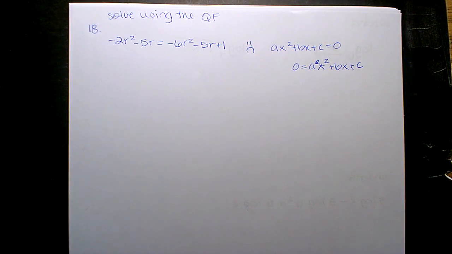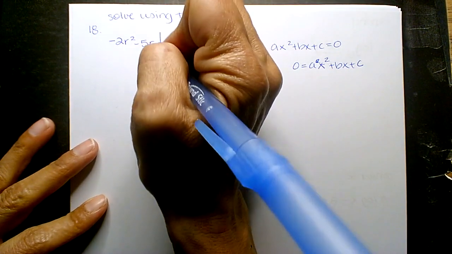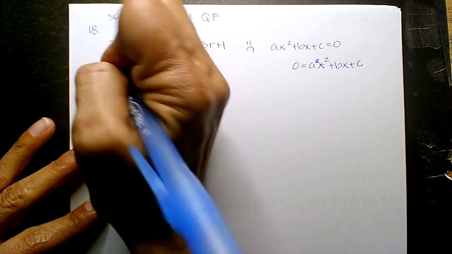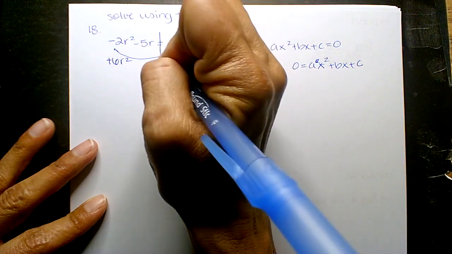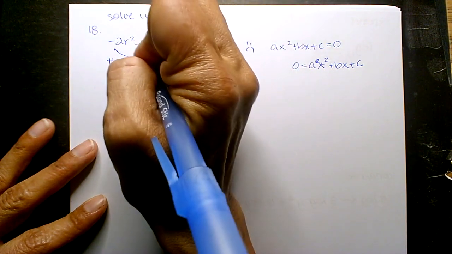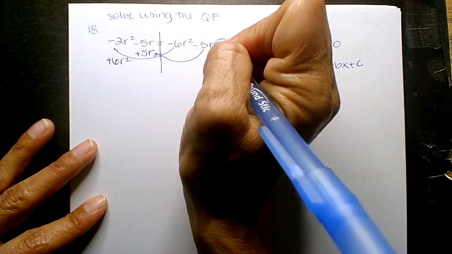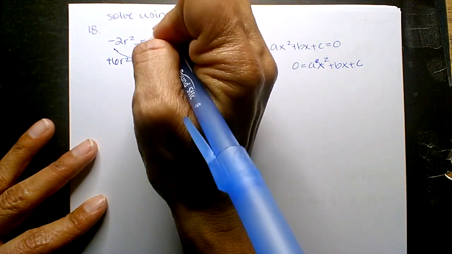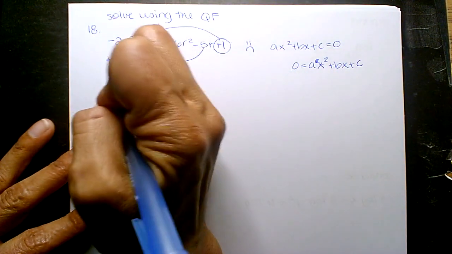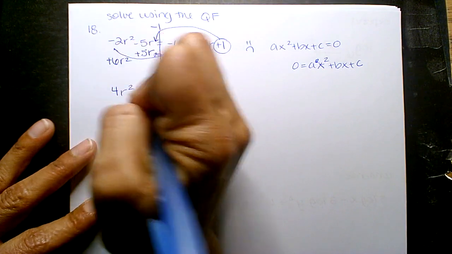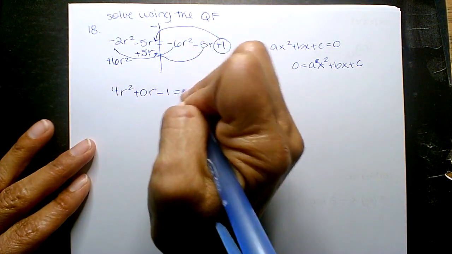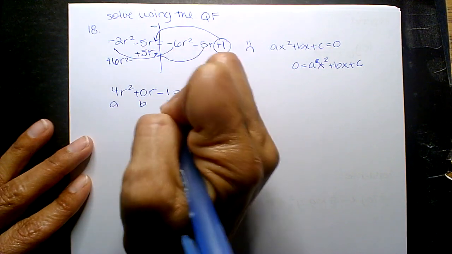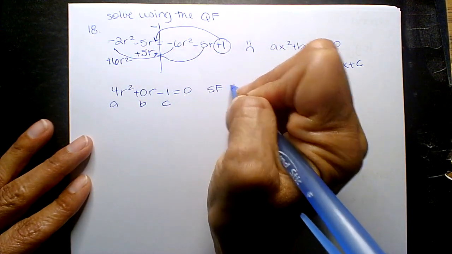formula. So that means if this is my equal sign, if I take the 6r here, it'll be 6r squared. If I take this minus 5r, it'll be plus 5r. And then, of course, this positive 1 will move over as a negative 1. So I get 4r squared plus 0r minus 1 is equal to 0. And there's my ABC. And that is in standard form.